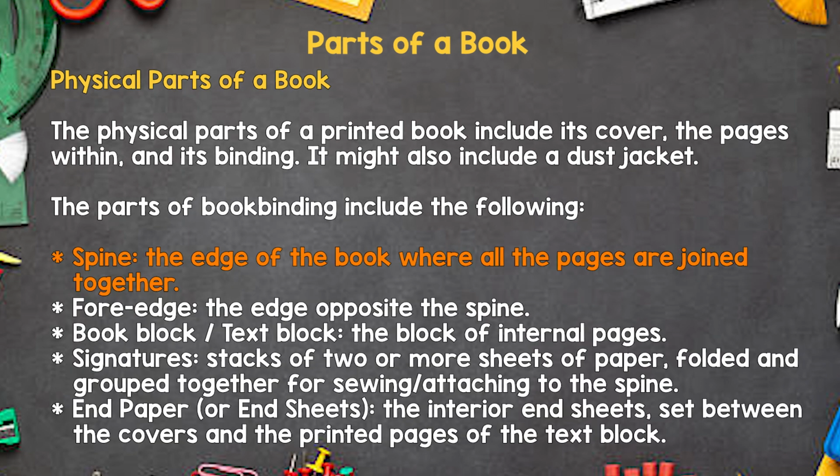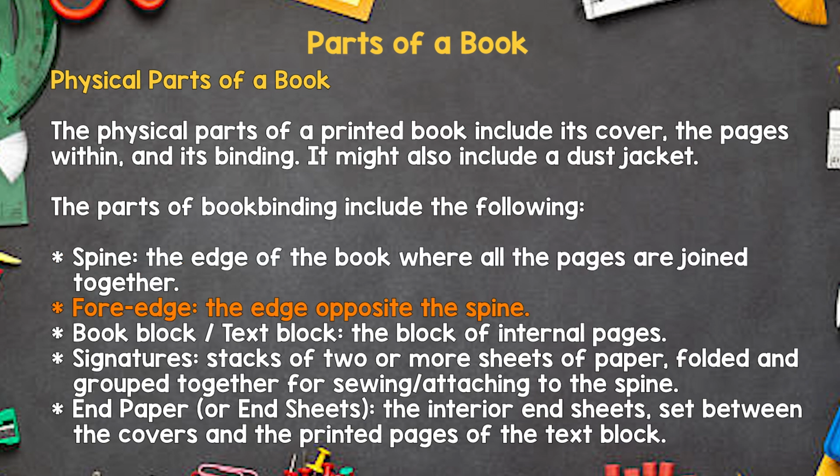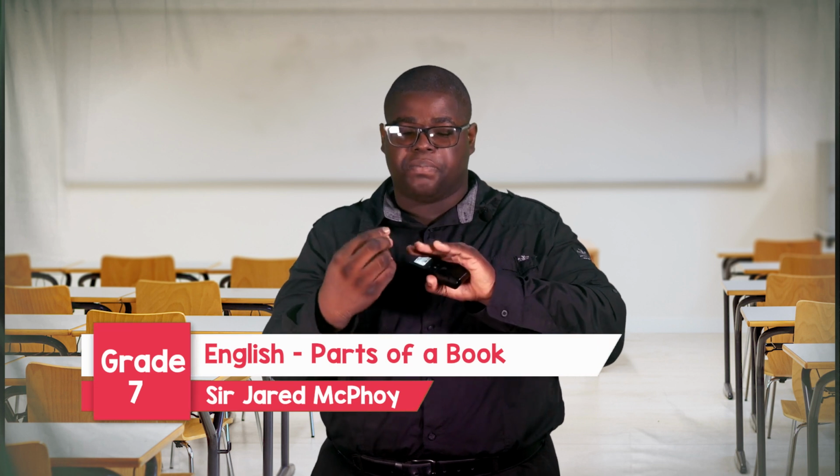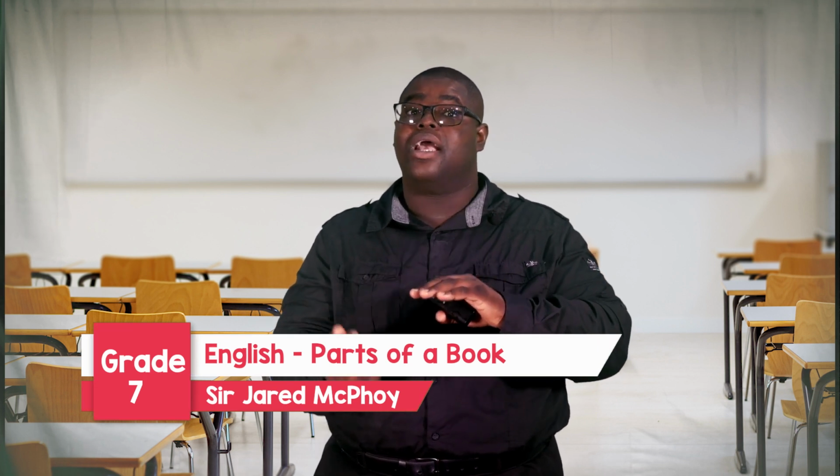The spine, the edge of the book where all the pages are joined together. The foredge, the edge opposite the spine. The book block or text block, the block of internal pages. You also have signatures, stacks of 2 or more sheets of paper folded and grouped together for sewing or attaching to the spine. Now, if you look at some books, and if you look closely at the spine, you can see that the pages were sewn together.